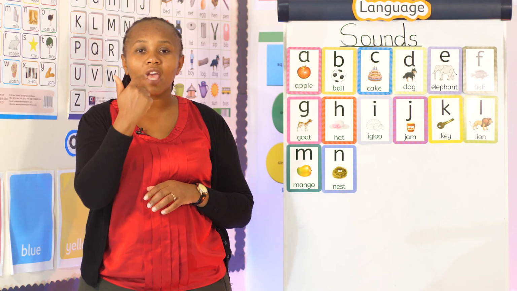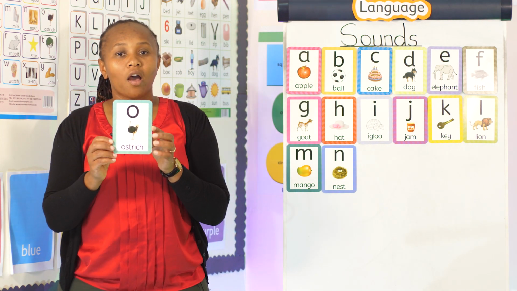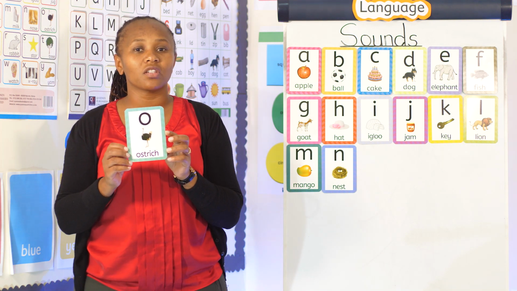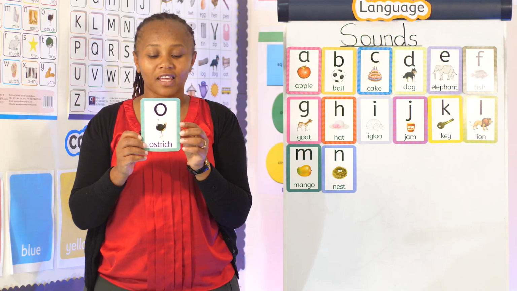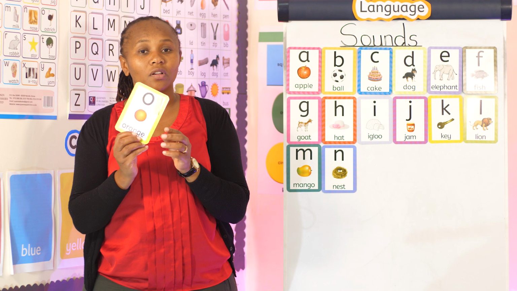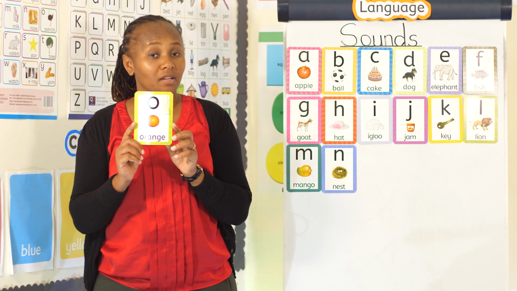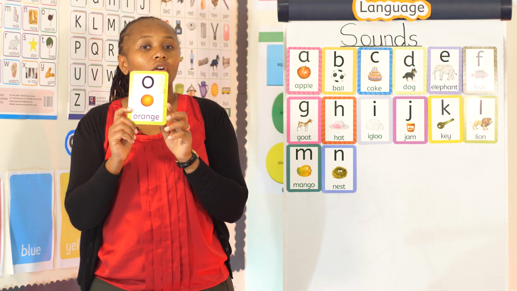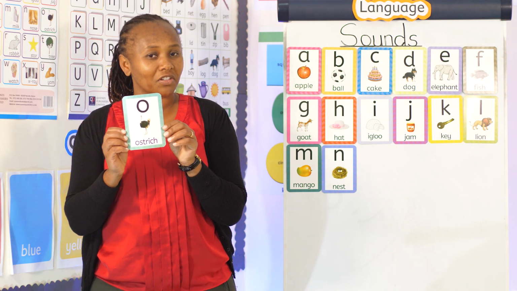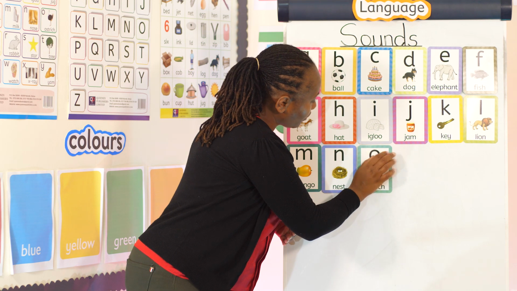After N, we go to sound O. Do this to your lips and say O. This is sound O. And sound O is for ostrich. Do you know ostrich? It has a long neck. O, ostrich. Okay? And we also say O, orange. Repeat after me. O, orange. And O, ostrich. Okay? Well done. I'll stick sound O there.